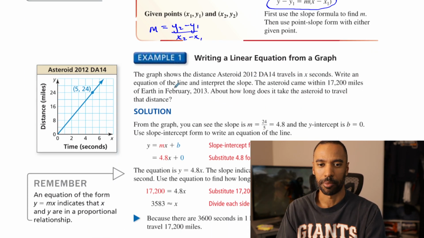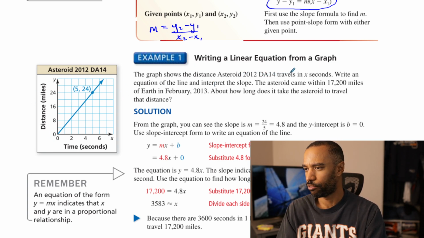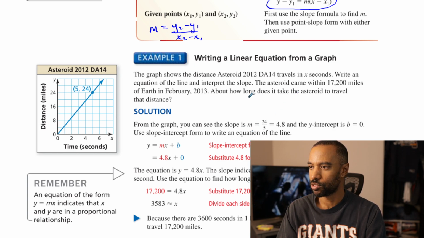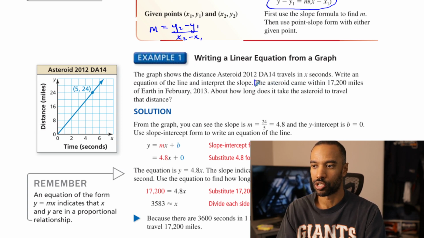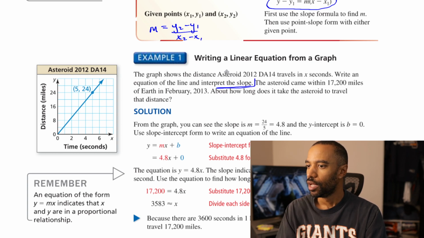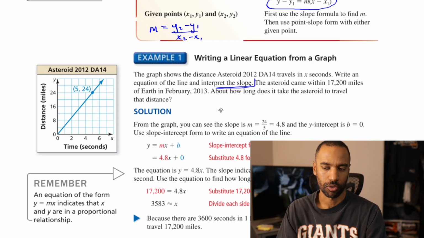Writing a linear equation from a graph. The graph here shows the distance asteroid 2012 DA14 travels in x seconds. So after this number of seconds, this is how far it goes. Write an equation of the line and interpret the slope. And then a second part says the asteroid came within 17,200 miles of Earth in February 2013. Good to know. About how long does it take the asteroid to travel that distance? So that's the next question afterward, right?